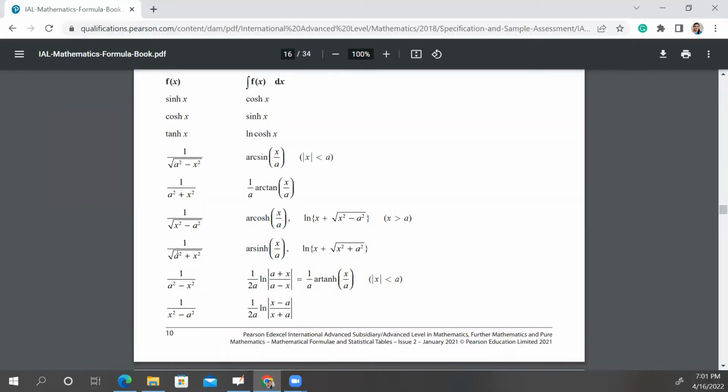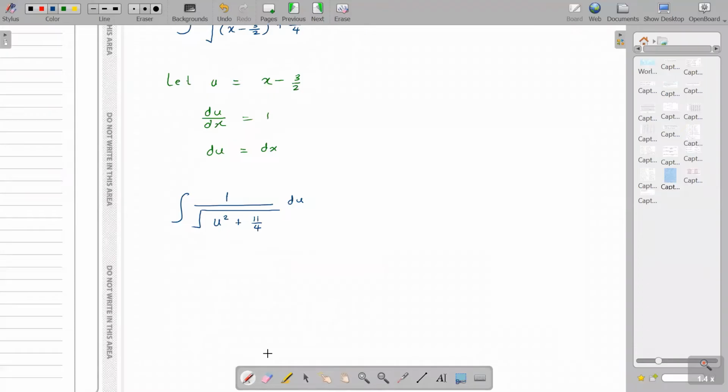The integration of 1 over root a square plus x square, right? So when we integrate, we get arcsine x over a. Are you with me? Okay, so what's your a square here? The u is standing for the x. The a square will be 11 over 4, right? Which means a should be root 11 over 4. Are you with me? Okay, so then let's do the integration.